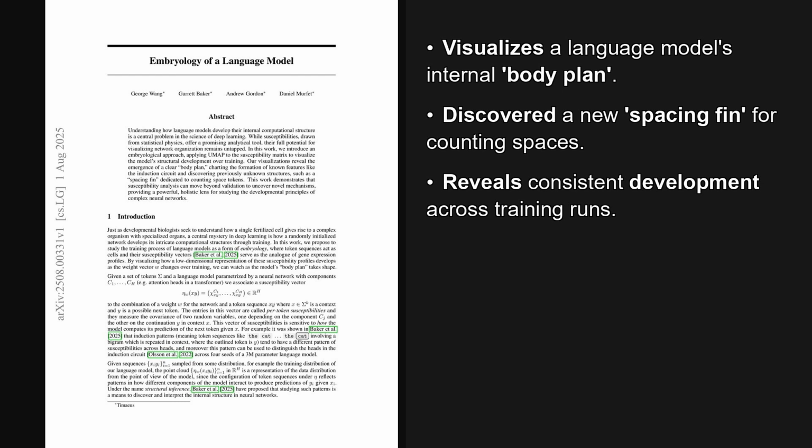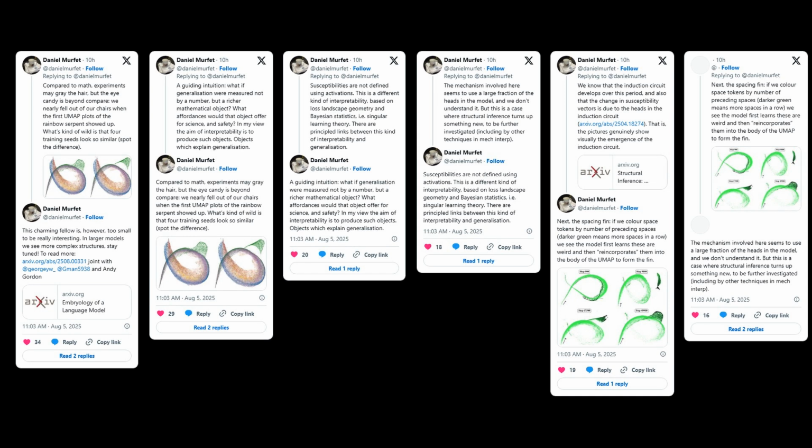The authors apply a tool from statistical physics called susceptibilities, which are basically measurements of how much a part of the network, like an attention head, contributes to a specific prediction. So, the work is already getting some good engagement on X.